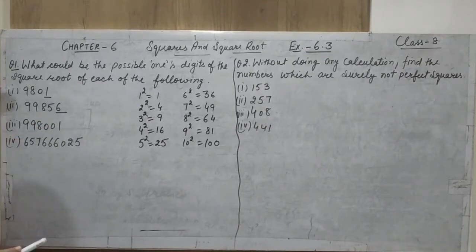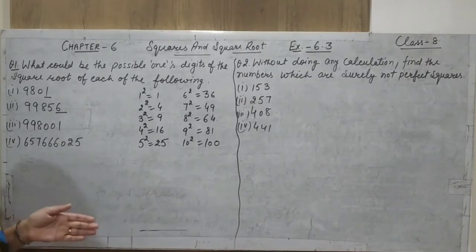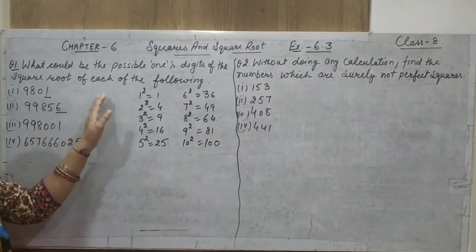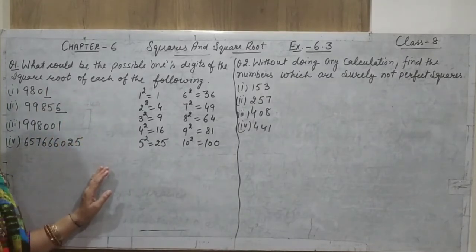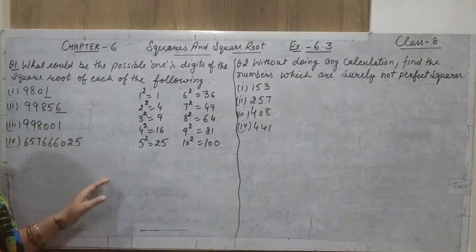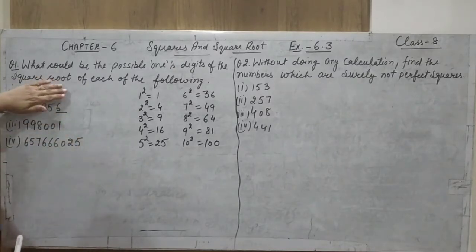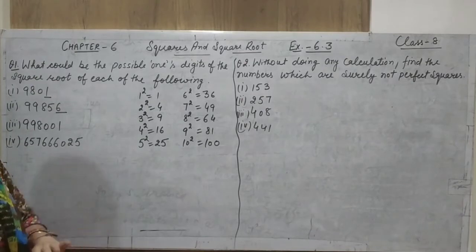Means when we find out the square root of these numbers, you understand the square root is the opposite, or the reciprocal, of the squares. When we find out the square root of these numbers, what is the possibility, what is the unit place of the answer? We just find out that. What is the answer, we don't know. We don't know the answer and we are not even required to find the answer. We just require the unit place of the answer. Understand? So, there is no need to find out the square root by any method.